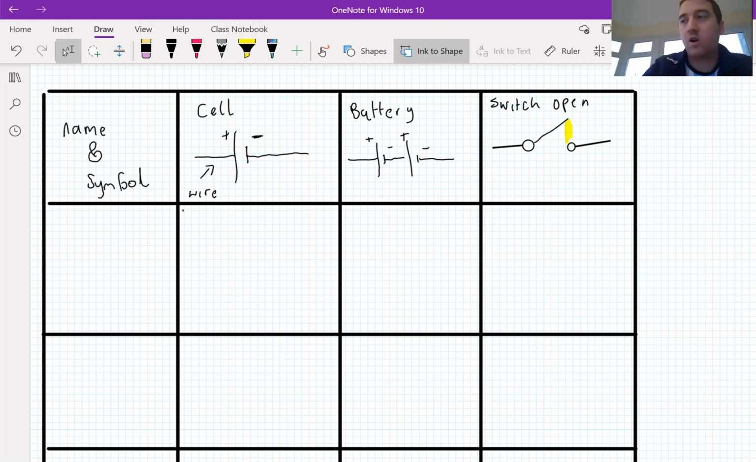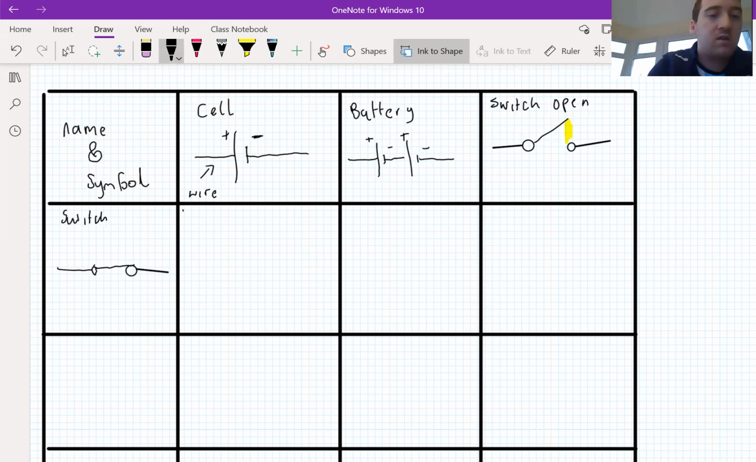Right, the next one we're going to talk about is similar to the one we just did, except we have a wire, and then we have a switch, but this switch is closed. So now the switch has been closed. This keeps the circuit connected and allows the current to flow. So there's no break in the circuit when the switch is closed. So this is a switch which is closed, or a closed switch.